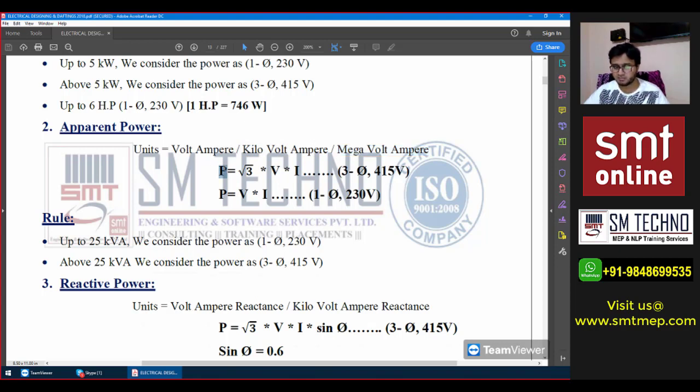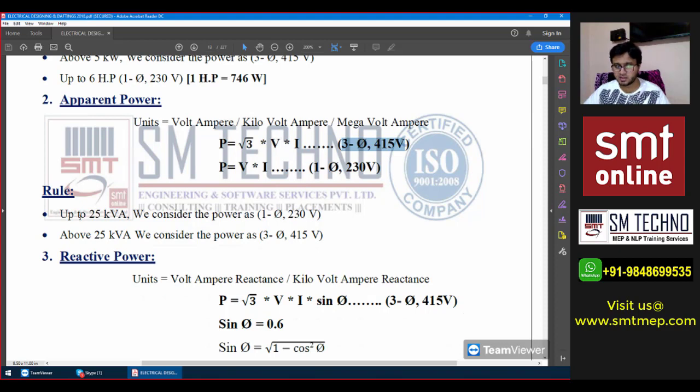The formula for that is P equal to root 3 VI. There will be no cos phi because this is not a load. These equipments are giving us the power, so we will not consider the concept of cos phi here. And this is for the three-phase formula. For single phase, we don't have the root 3: P equal to VI at single phase 230 volts. Up to 25 kVA, we use the single phase formula. Above 25 kVA, we go with the three-phase formula.